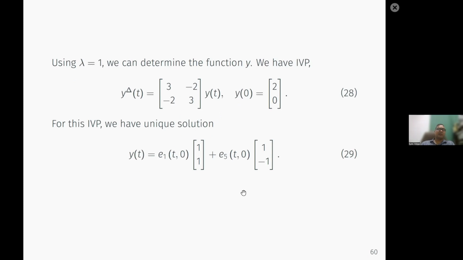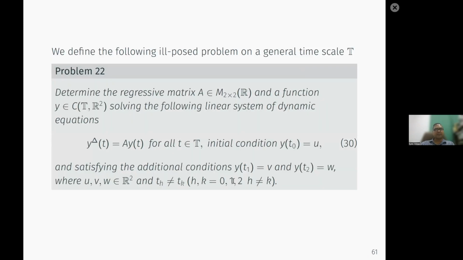And once we have lambda equals 1, we can determine the function y using this value, and then y delta t is actually given by the matrix 3, minus 2, minus 2, 3 times yt, and y0 is 2, 0. Now, this initial value problem has a unique solution, which is given by yt equals e1 t0, 1, 1, plus e5 t0, 1, minus 1.